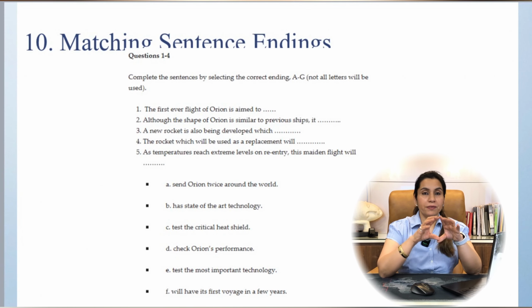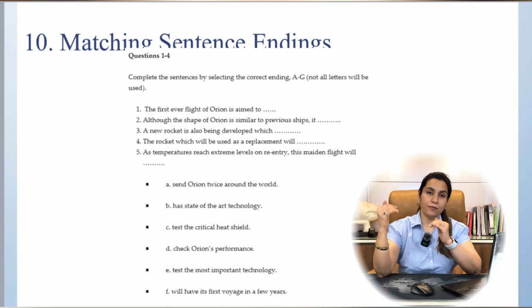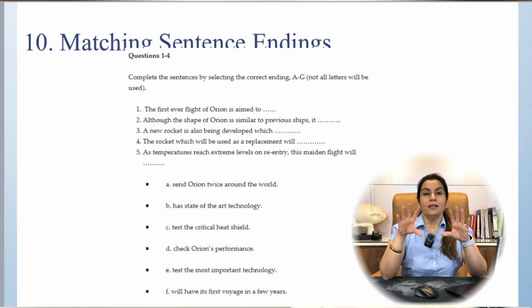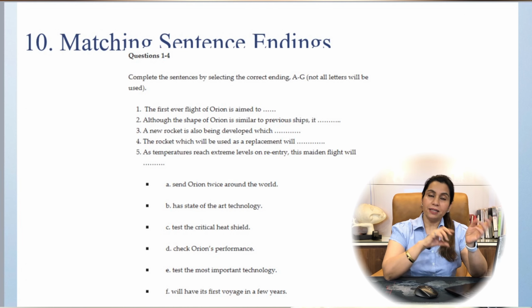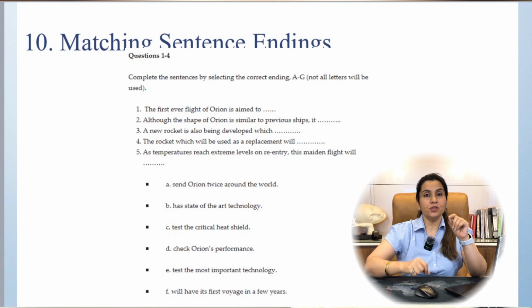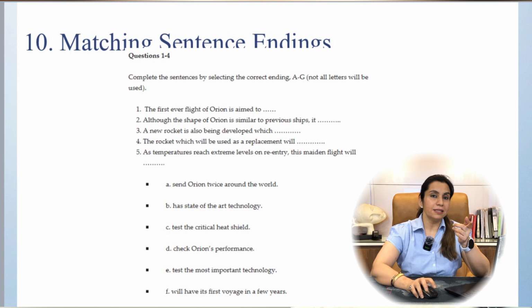Here you will be given half of the sentence, and for the other half you'll have to see, out of the given options, which ending completely goes with this statement. And how can you know that? Now we have to go back to the passage again and locate this information to see which ending will perfectly match that statement.